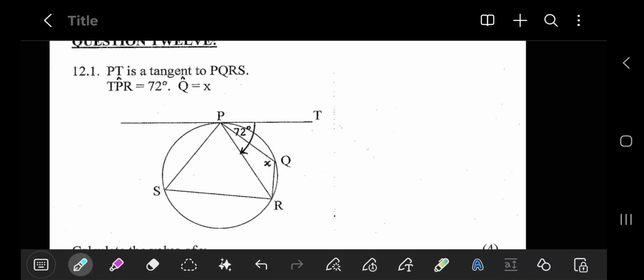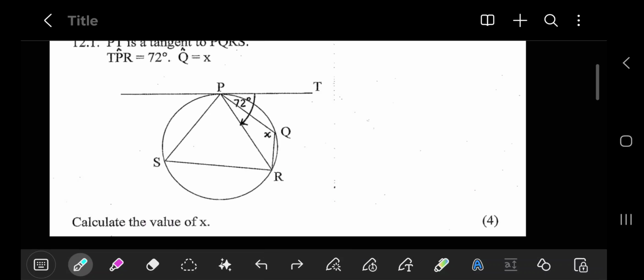It says angle TPR is 72 degrees, so that is indicated on the diagram here. There's TPR, and it says angle Q is X. So here we have angle Q as X. Now, this question says calculate the value of X. So we need to figure out what is the value of X.